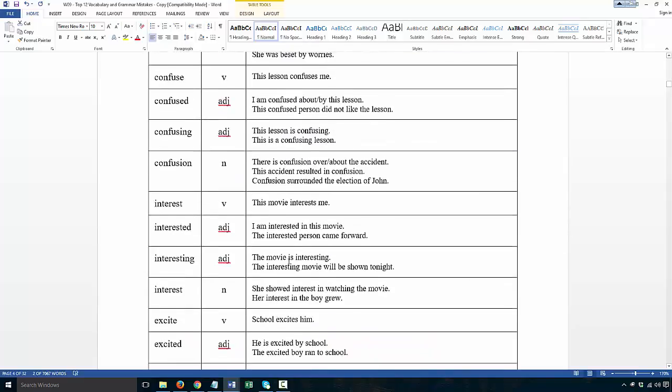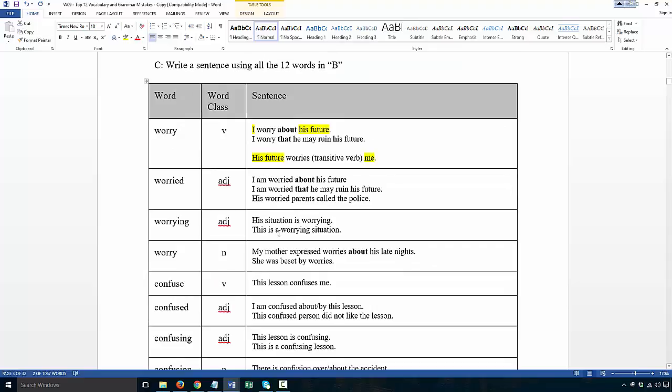Okay, so I just repeat again, for almost all four of these words, the verb is always something worries, something verb me: worries, excites, confuses, interests. But for worry, there's a special use where you can use it this way. For others, you can't say I confused by the lesson. No, you can't say that. You have to say I am confused. You have to use the adjective. Okay, so this is something special.